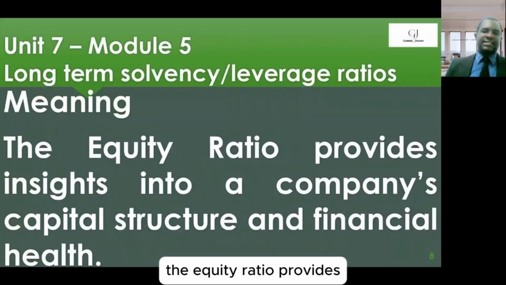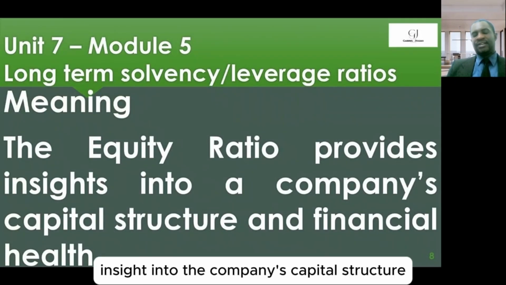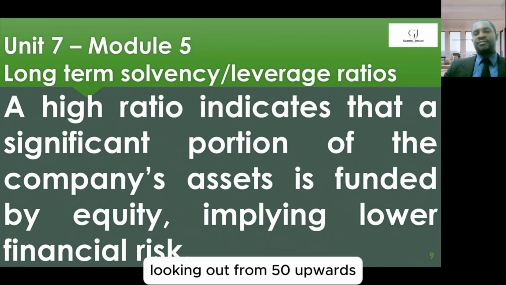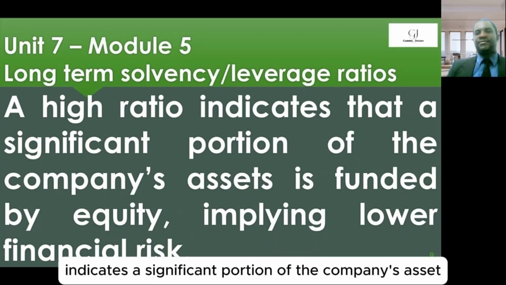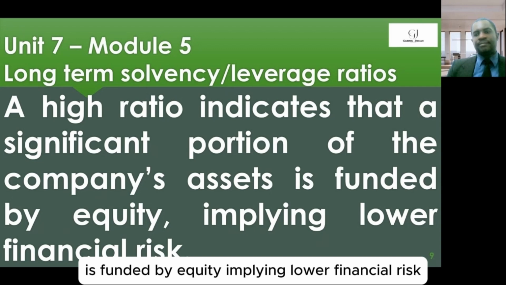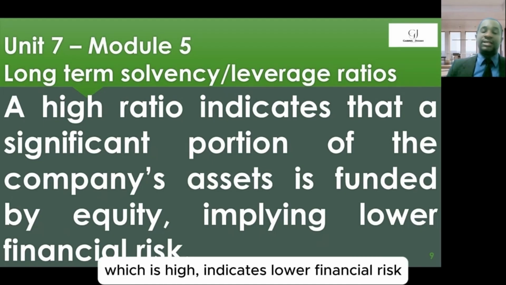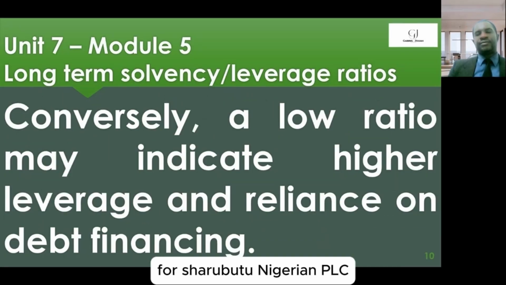The equity ratio provides insight into the company's capital structure and financial health. So a higher ratio, looking at from 50 upwards, indicates a significant portion of the company's assets is funded by equity, implying lower financial risk. So in this case, we have 63%, which is high, and indicates lower financial risk for the shareholders of Nigeria PLC.